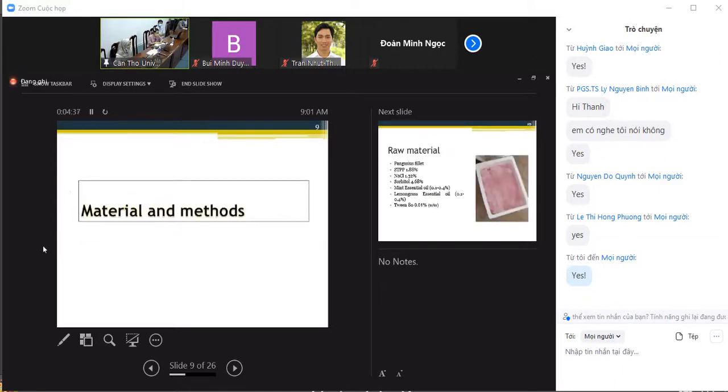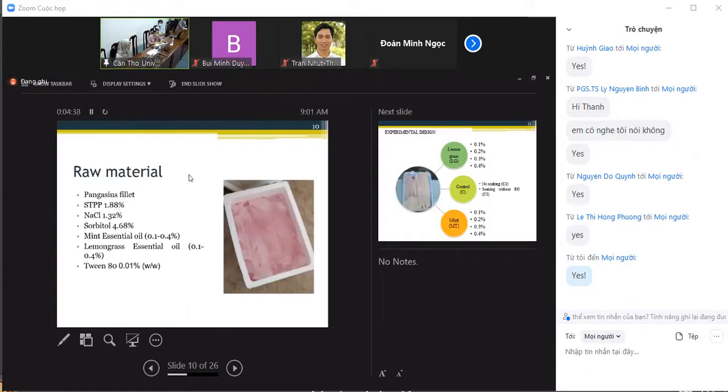Material and methods. The raw material, of course, is the pangasius fillet itself. Pangasius fillet is the meat without fat and without red meat, and it comes from the Mekong Delta. The STPP, sodium chloride, and sorbitol concentrations come from my previous research. This concentration is the best in improving quality, such as yield and maintaining the texture, and also has very good sensory and the lowest water activity compared to other soaking concentrations. Therefore, we use this concentration to combine with the mint essential oil and lemongrass essential oil.